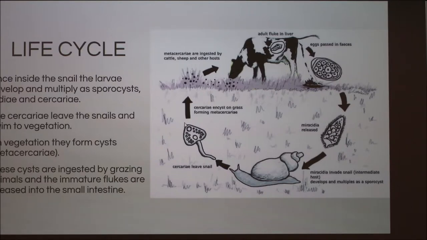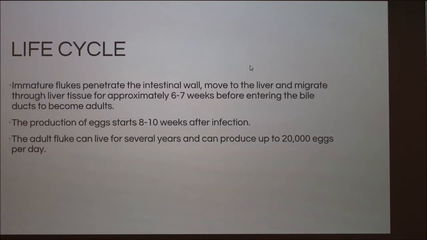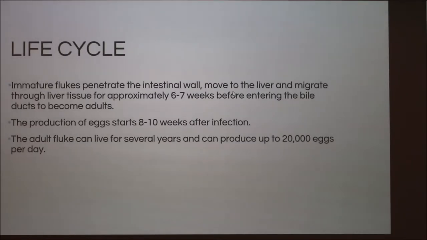The cysts are then ingested by a grazing animal and the immature flukes are released into the small intestine. Immature flukes penetrate the intestinal wall, move to the liver, and migrate through the liver tissue for approximately 6 to 7 weeks before entering the bile ducts, where they then become adults. The production of eggs starts from 8 to 10 weeks after the infection, and the adult fluke can live for several years and can produce up to 20,000 eggs per day.